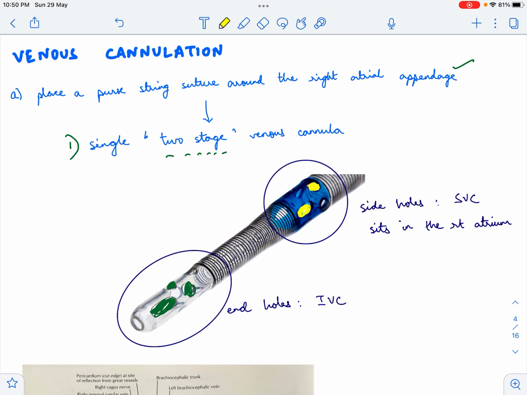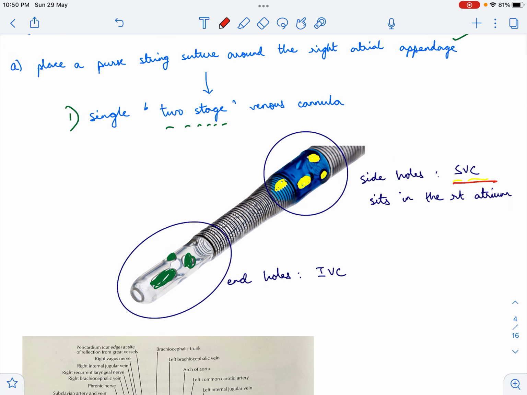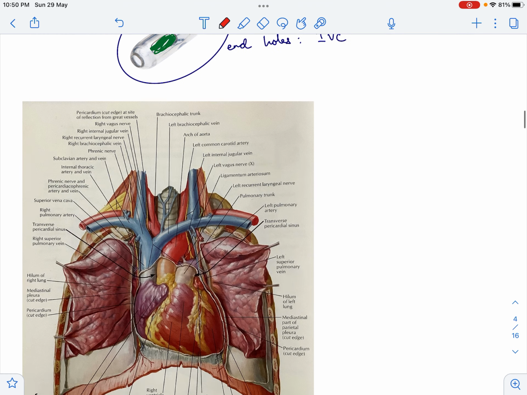So you can see these side holes. These side holes will make sure that there is blood coming into these side holes from the superior vena cava, and this sits in the right atrium.